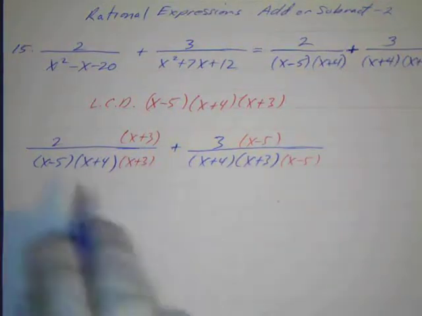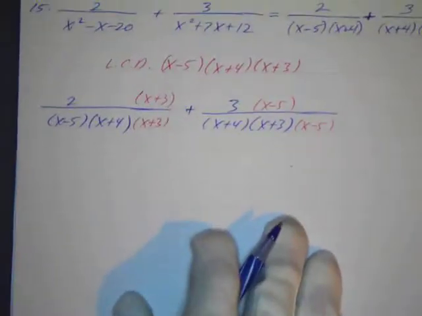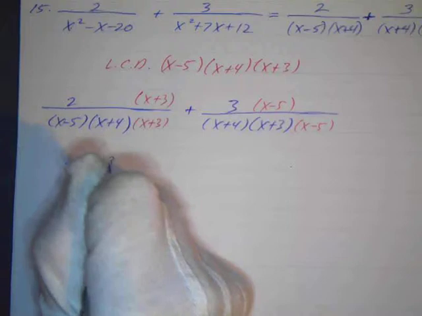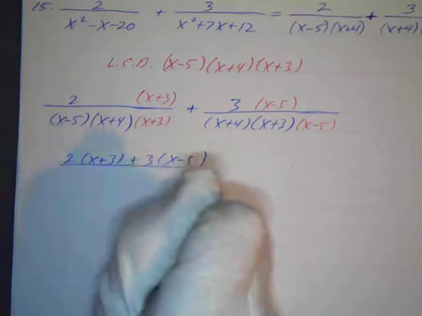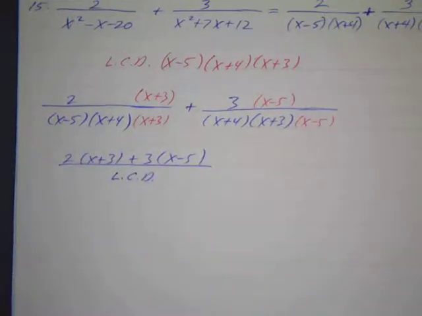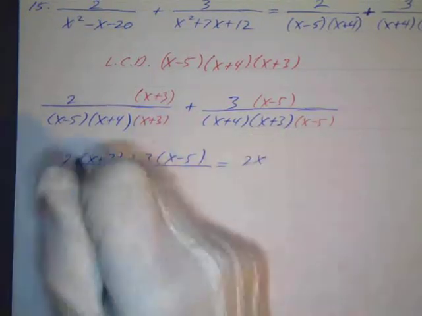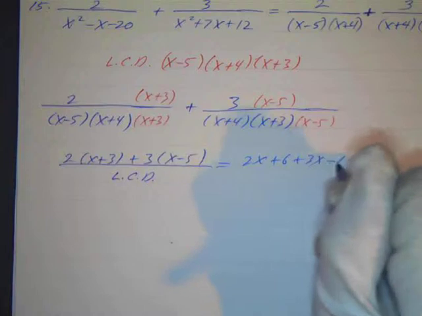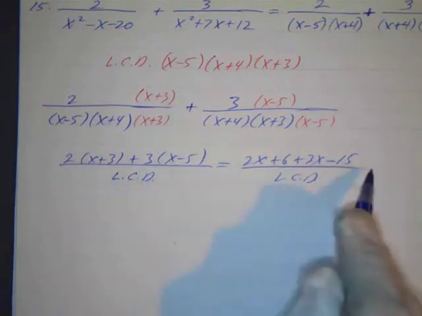Now we're all set, so now we just have to add the numerators and put them over the LCD. So I've got 2 times x plus 3, plus 3 times x minus 5, and that's all going to be over this LCD. Well, I already know what the LCD is, so just to save myself some time, I'll abbreviate it right now, LCD, and at the end I'll write it out. Because I've got some busy work to do on the top, and the bottom stays the same. So I'll multiply out: 2x, and 2 times 3 is 6, plus 3x, and 3 times negative 5 is negative 15, all over my LCD. Double check: 2x, 6, 3x minus 15.